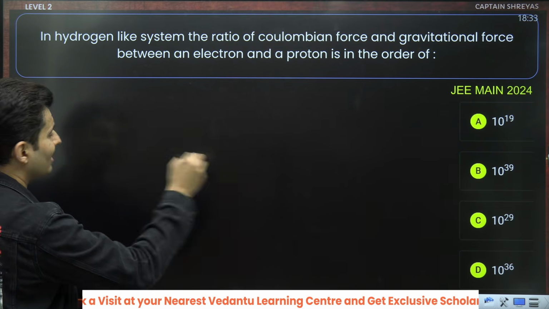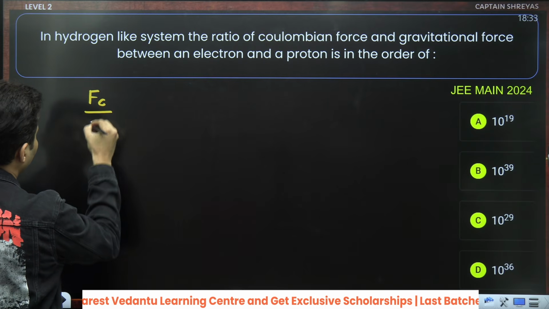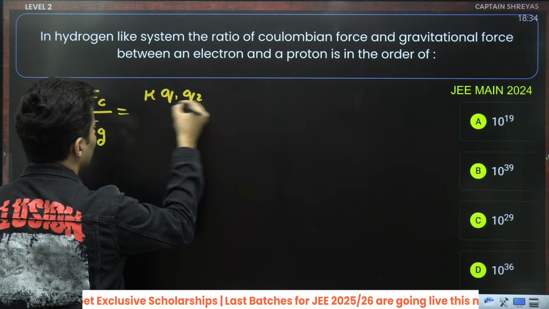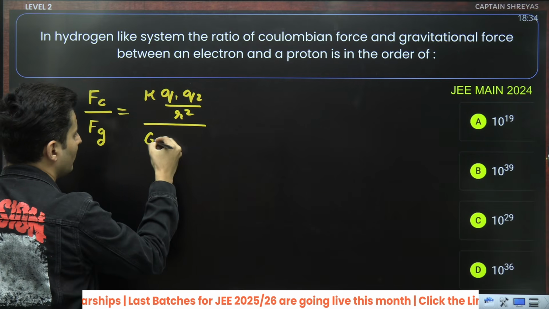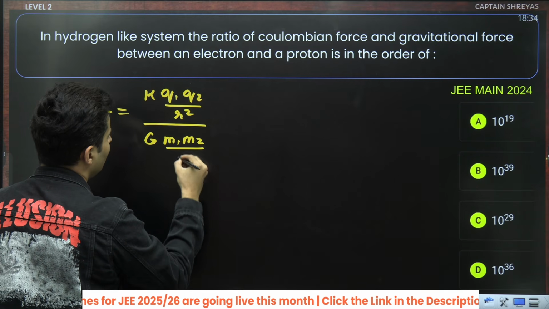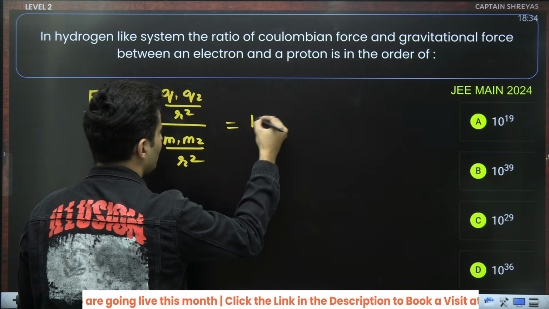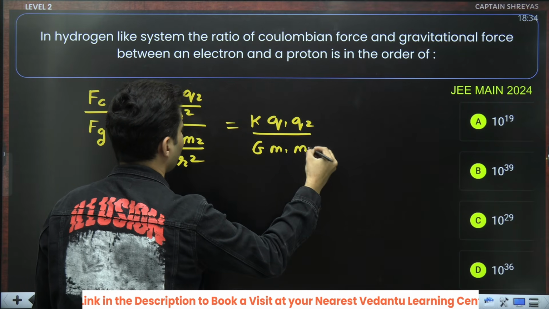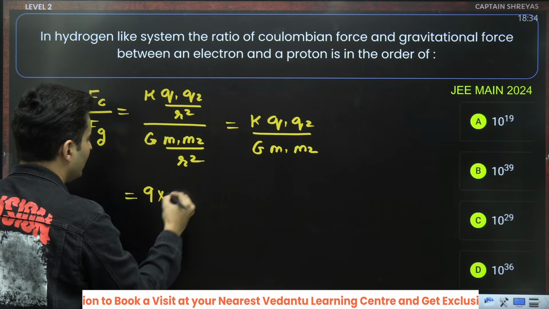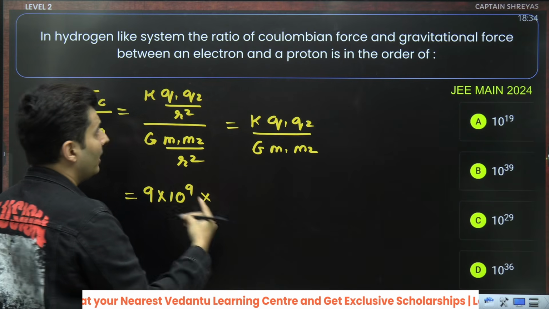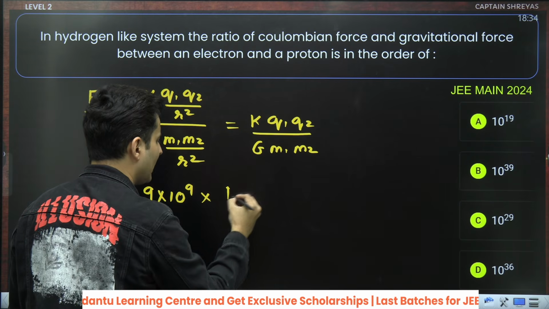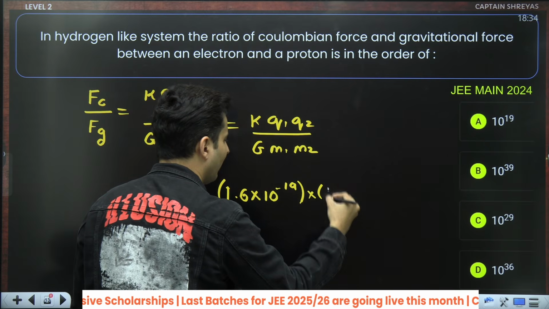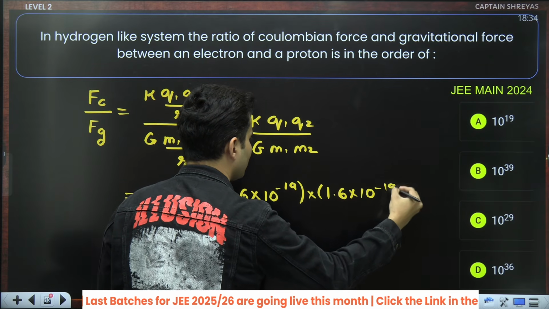Question is Coulomb force upon gravitational force. Force of Coulomb upon force of gravity. Coulomb force is given by K, Q1, Q2 divided by R square. Gravitational force is given by G, M1, M2 divided by R square. R square goes. So K, Q1, Q2 divided by G, M1, M2. Now, K value is 9 into 10 to the power 9. Charge of electron and proton is the same, 1.6 magnitude wise, 10 to the power minus 19, and again 1.6 into 10 to the power minus 19.